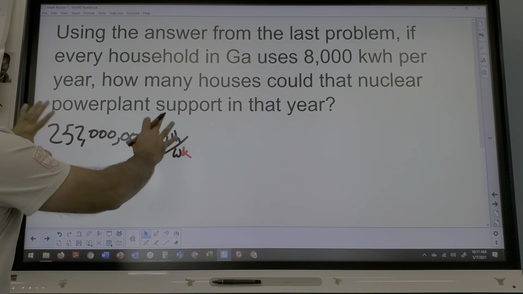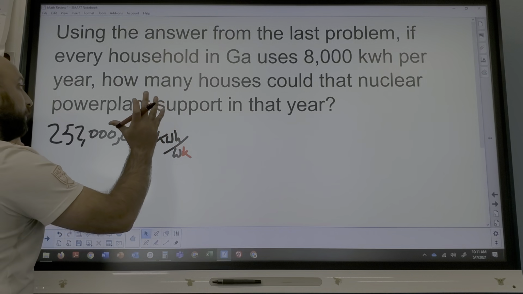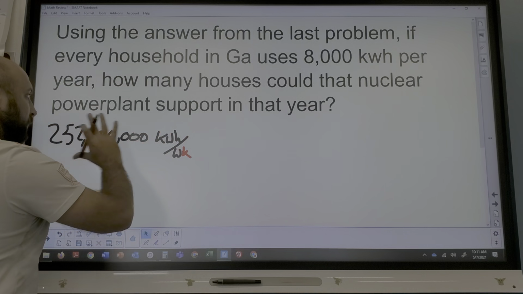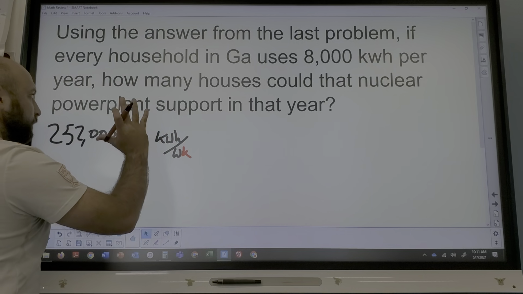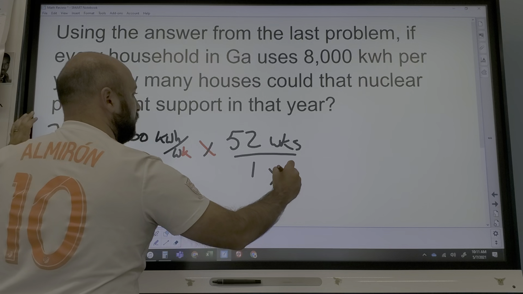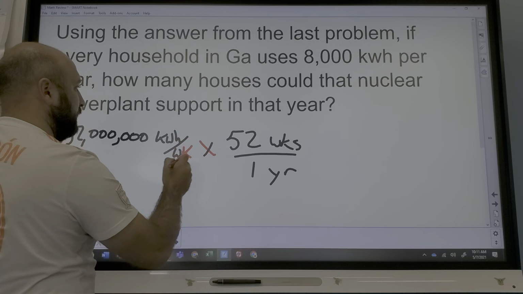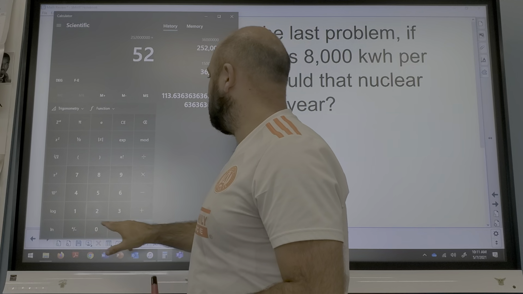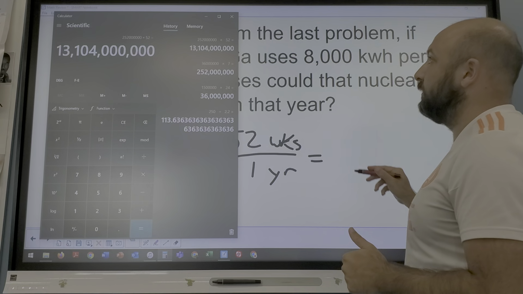So this is per week, so I want to find out how much it is per year. I know there's 52 weeks, right? So if I want this number, I want to multiply it by 52 weeks. And that's in 1 year. And that will cancel my weeks out and leave me with kilowatt hours per year. Okay, so we do the math. Let's take that number times 52. It gives me, oh my goodness gracious.